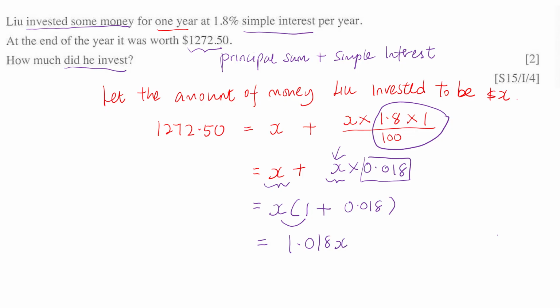And that amount is equal to 1272.50. So to find the value of X, what do we do? Yes, we divide by 1.018 on both sides. And from there, I can find the principal sum to be $1,250.